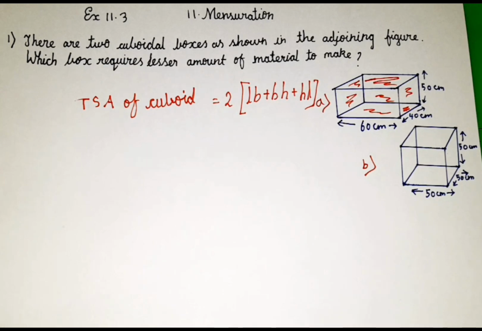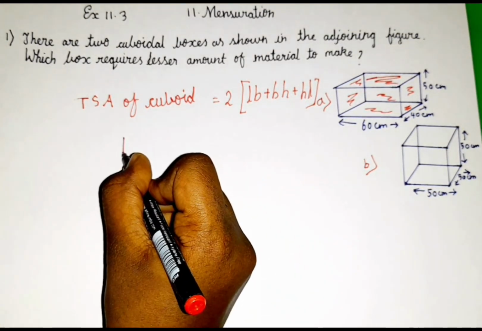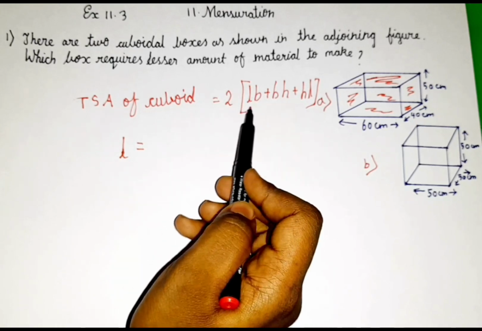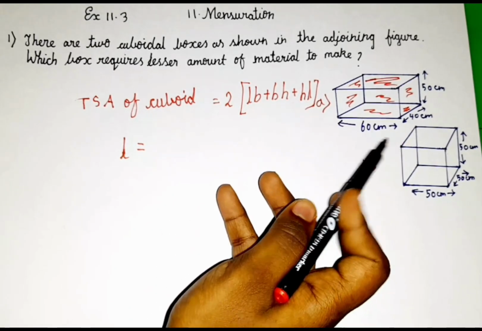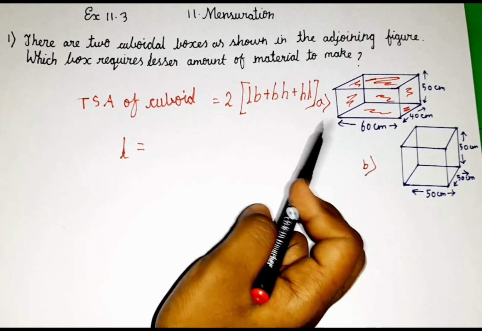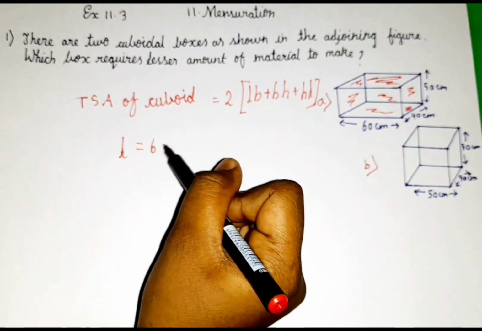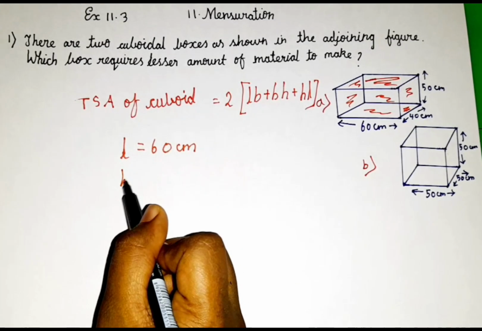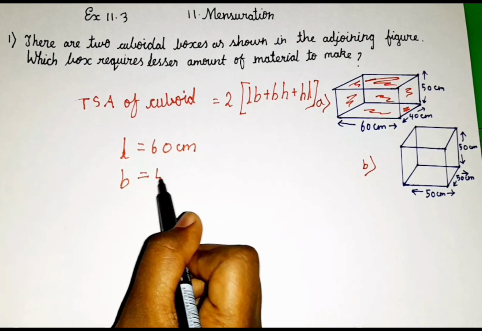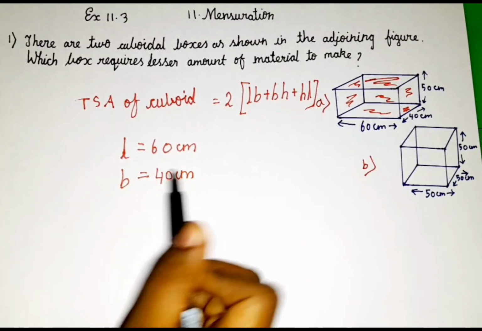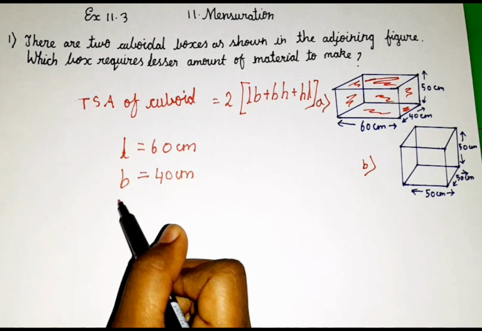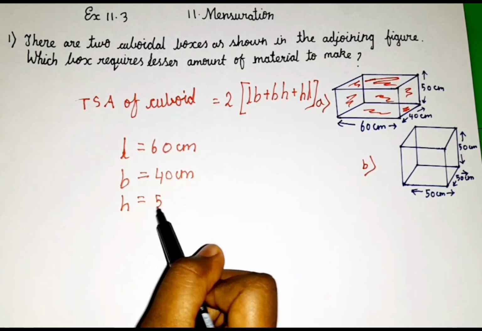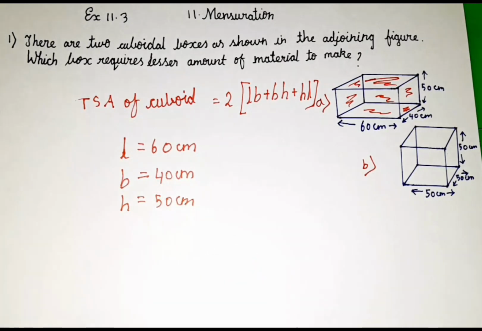So what do you understand by the height, length, breadth? Let's take the length first, because L we have it here. The length is the down part. So length is equal to 60 centimeter. And what is the breadth? Breadth is equal to 40 centimeter. And what's left? Only the height. So height is equal to 50 centimeter.